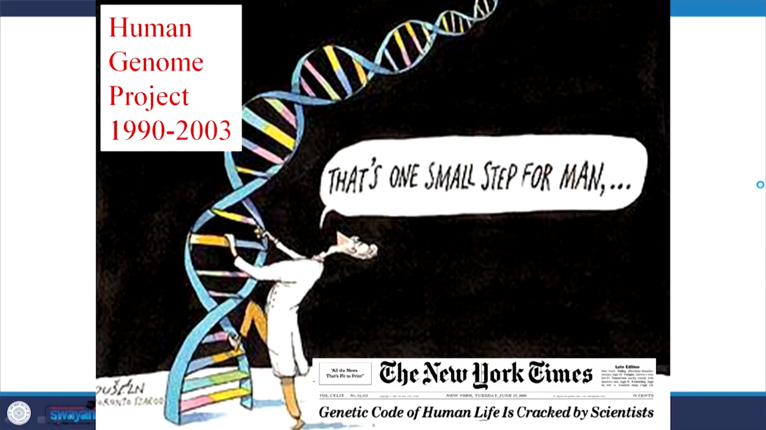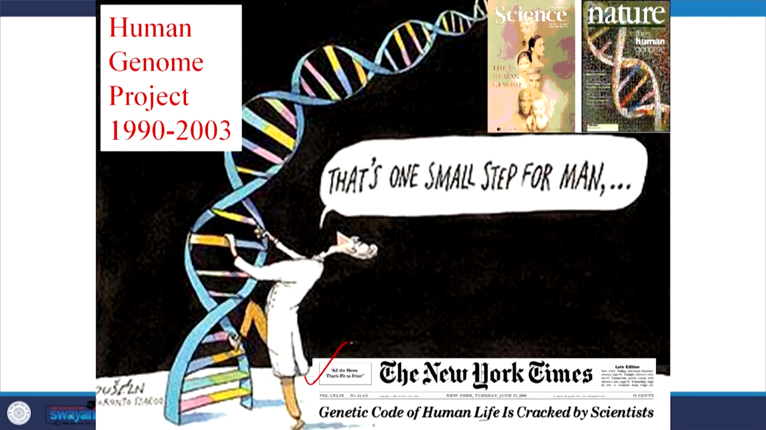What happened after the Human Genome Project? As I told, it took 1990 to 2003. After it happened, it was published in all the esteemed dailies. Here I am giving you an example of the New York Times: Genetic code of human life is cracked by scientists. It was regularly published in Science and Nature, and it was even considered a small step for humans to go to heaven, to be immortal.